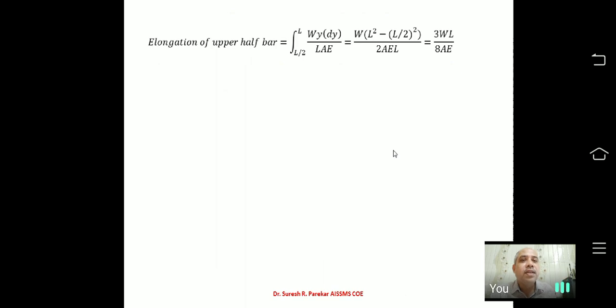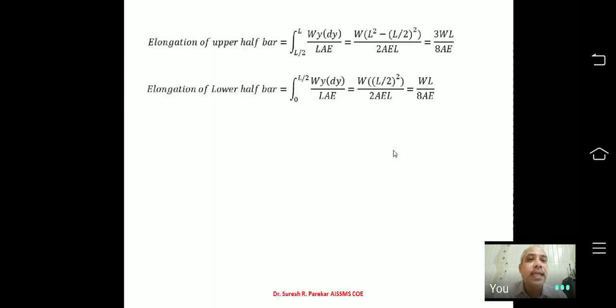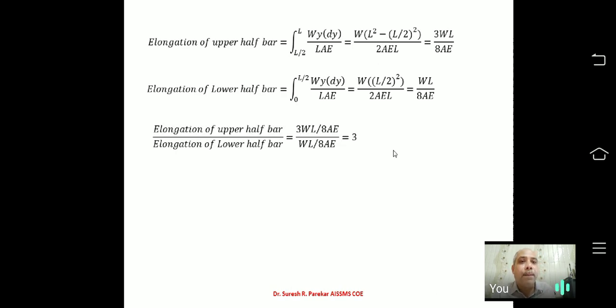So now you can see this. We have calculated this value for both. For the upper half, L by 2 to L, I will get by integration L square minus h square, where h is now L by 2, which gives me 3WL upon 8AE. If I go to the lower half, then for the lower half my integration will be 0 to L by 2. Now here I have L by 2 whole square minus 0 square, which gives me WL upon 8AE. And now if we put the value upper upon lower, then I will get this ratio as 3. So we have this ratio as 3.